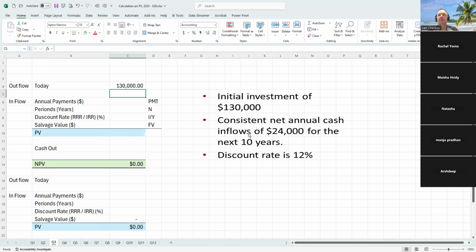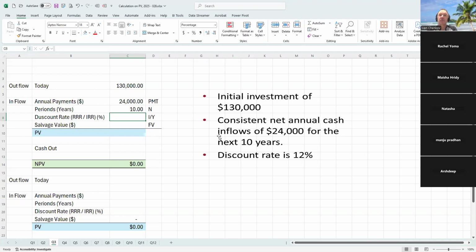Then we're going to get an annual payment every year, year after year, which is the consistent net annual cash inflow of $24,000. That will be our payment every year. And we're going to get those payments over 10 years. So in total, we're going to get $240,000. $240,000 is definitely more than $130,000 if we ignore the time value of money.